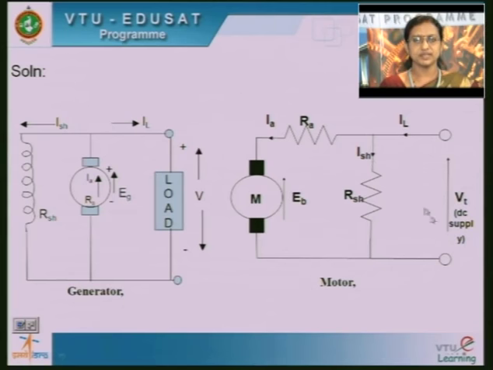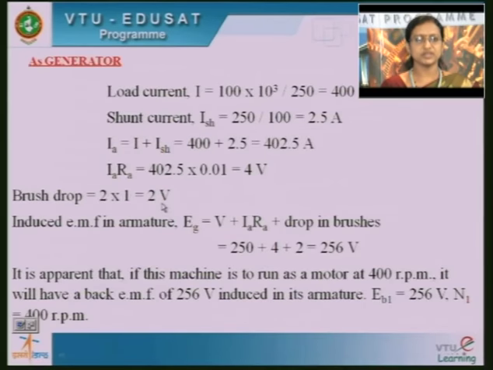Here you see that the current supplied by this DC source is IL, that is the line current, and this has to supply the shunt field and also the armature. So now IL is equal to IA plus ISH. This is the difference between the generator and motor. First, we will calculate the values when the DC machine is working as a generator.